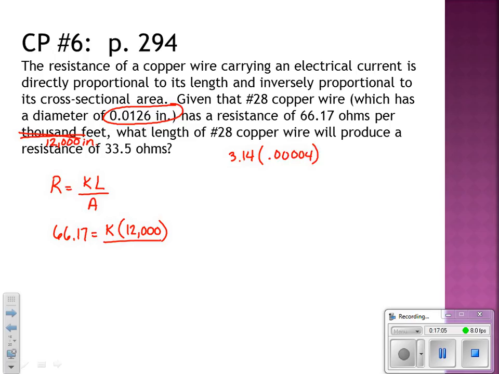0.00004. So that gives us a cross-sectional area of this. Okay? So this number right here is radius squared. So half of 0.0126, that'll give you your radius. Square that amount, you get 0.00004. So pi r squared gives us that number. I can now bring that over here to my area that I need for my model.